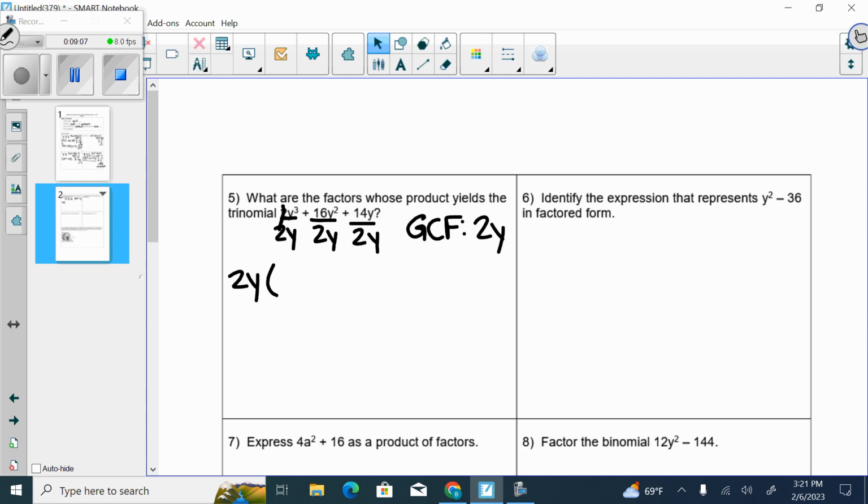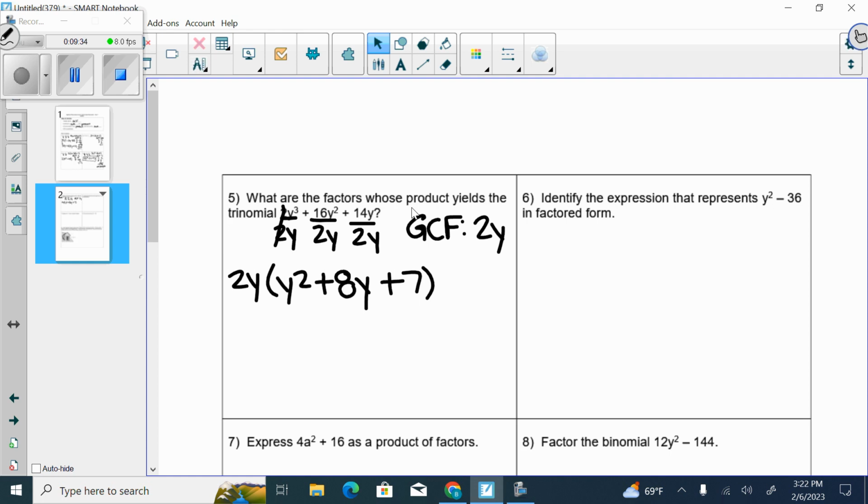Okay, here my 2's divide out, right? So there was y cubed, and I took out one of the y's, so what's left? Good. All right, what's 16 divided by 2? 8y. Good. And then for that last one, 14y divided by 2y is 7. And there's no y's left, right? The y's divide out. Good.